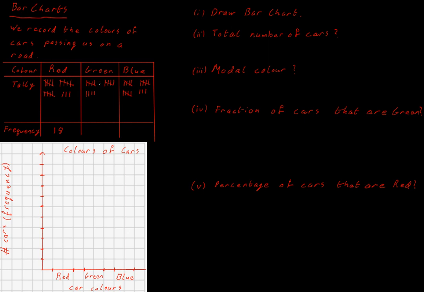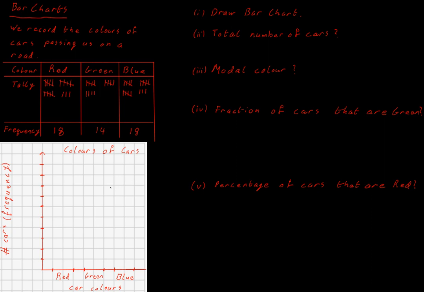In green cars, we have 5 and 5 and 4. So we have 5, 10, and 14 green cars that passed us, and we have 5, 5, 5, and 3. So 5, 10, 15, and 3 is 18 blue cars that passed us during the experiment. So that's all of the cars that passed us during the experiment. They were either red, green, or blue.